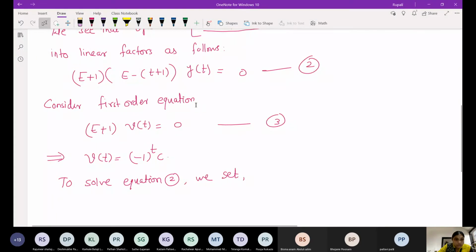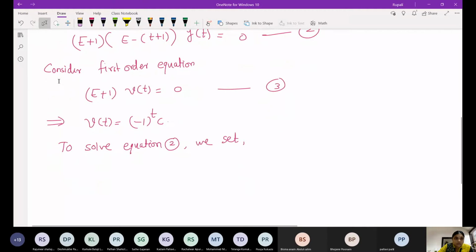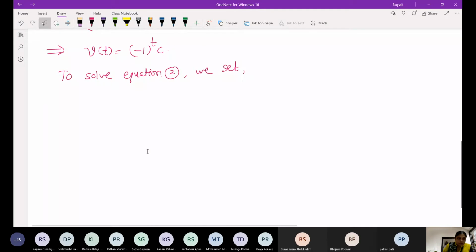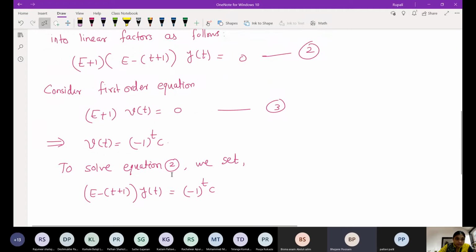So first we have solved the first order equation like this. Now we want to solve this one. What is my v of t here? V of t is minus 1 raised to t c, which we have got. So to solve equation 2, we set E minus t plus 1 operated on y of t equal to minus 1 raised to t c. Is that okay?